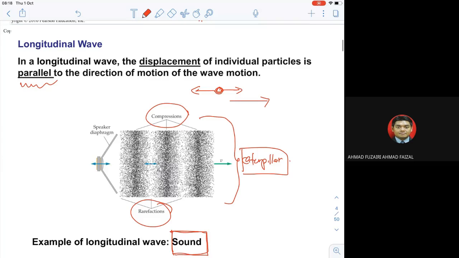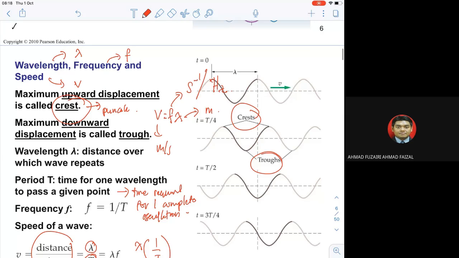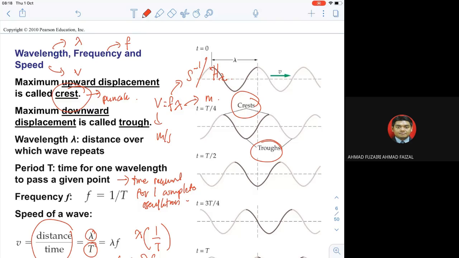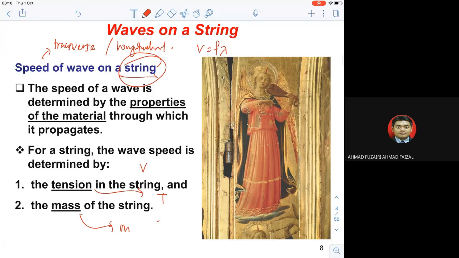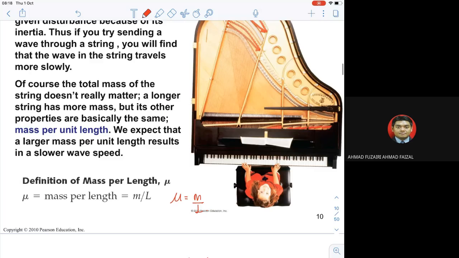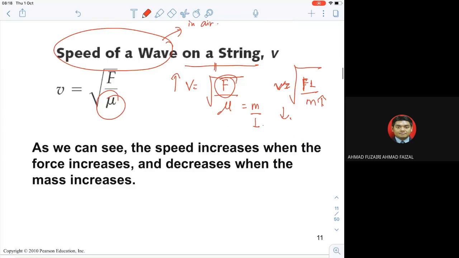Then the wavelength, the frequency and the speed. If wavelength is lambda, frequency is f, and the speed is v, then v equals f lambda. For the wave on the string, the speed of wave is v equals the square root of F over mu, where mu is the mass per unit length, and v is of course in meters per second.